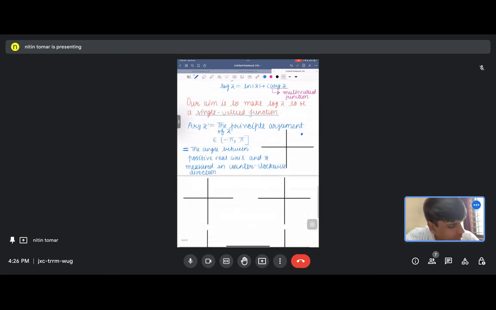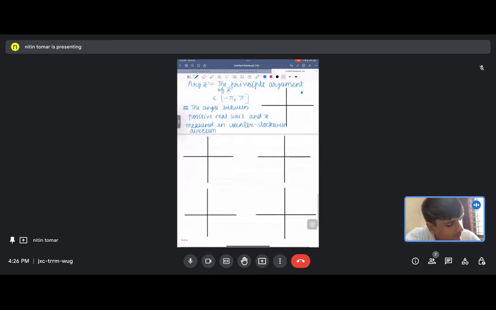But here we have some change. For example, if you have a point here, this is my vector z, right? So what should be the angle? This should be the argument z, so my argument z should be theta. Is it lying between minus pi to pi? Yes, sir. Now, if it is here, then what can you say? This is my vector z.